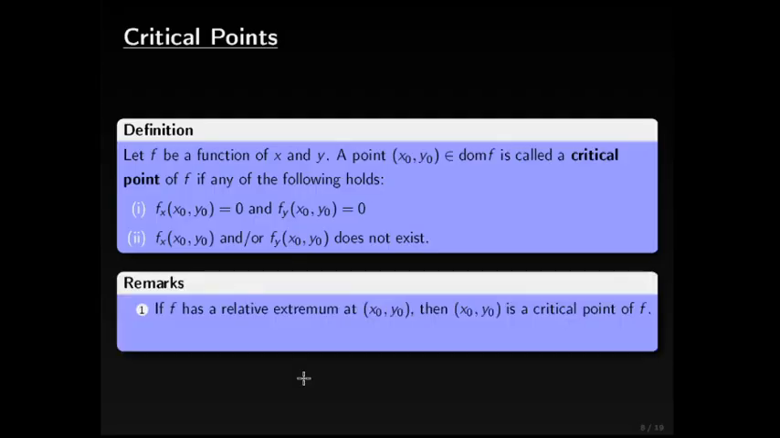Now we have the following remarks. If f has a relative extremum at the point (x naught, y naught), then necessarily (x naught, y naught) is a critical point of f. But the converse of the first statement is not true. In other words, not all critical points give rise to a relative extremum.